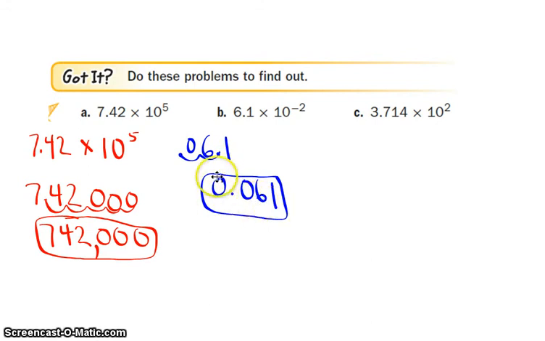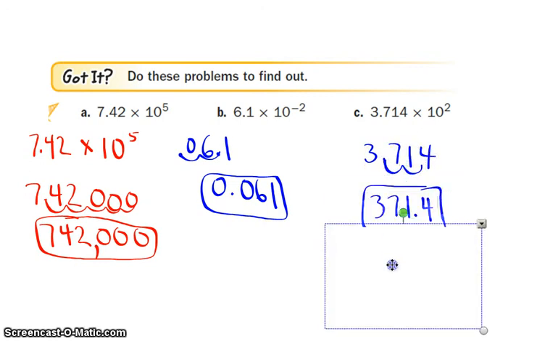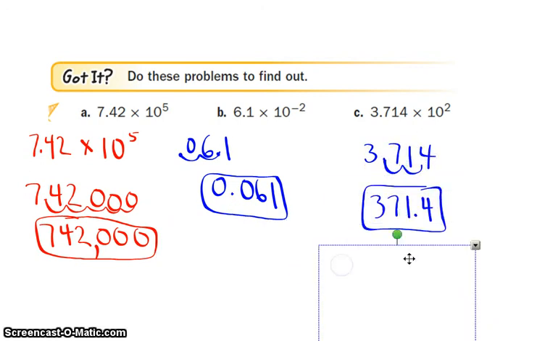And notice that I have a 0 in there. Okay. Positive exponent of 2, positive, we need to move to the right. So we're going to move it 2 places, 1, 2. So our final answer is 371.4. Okay?